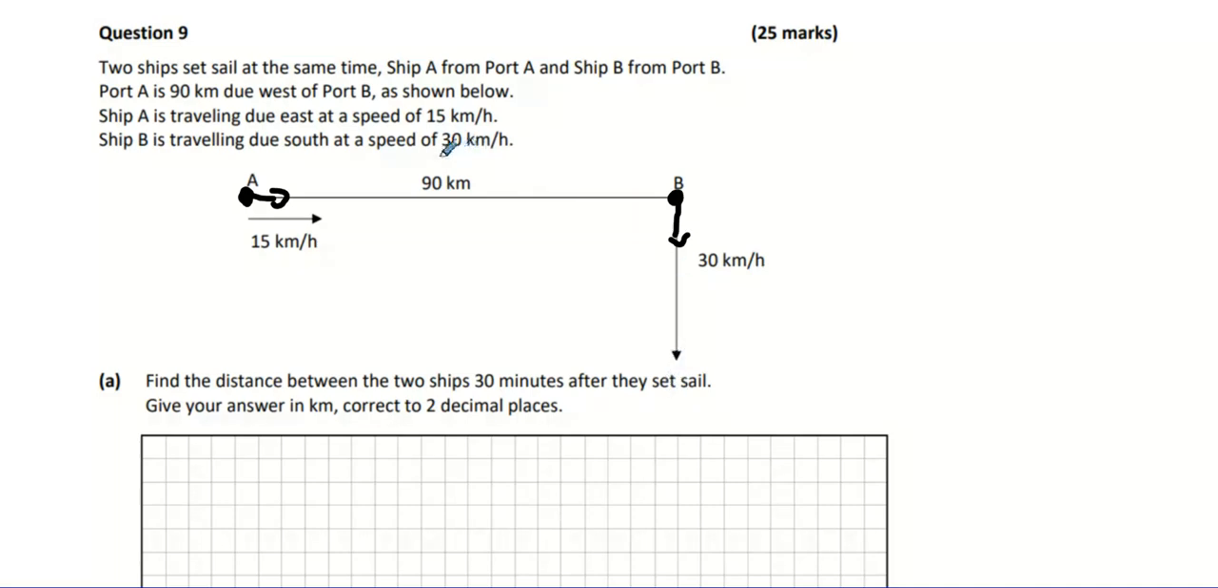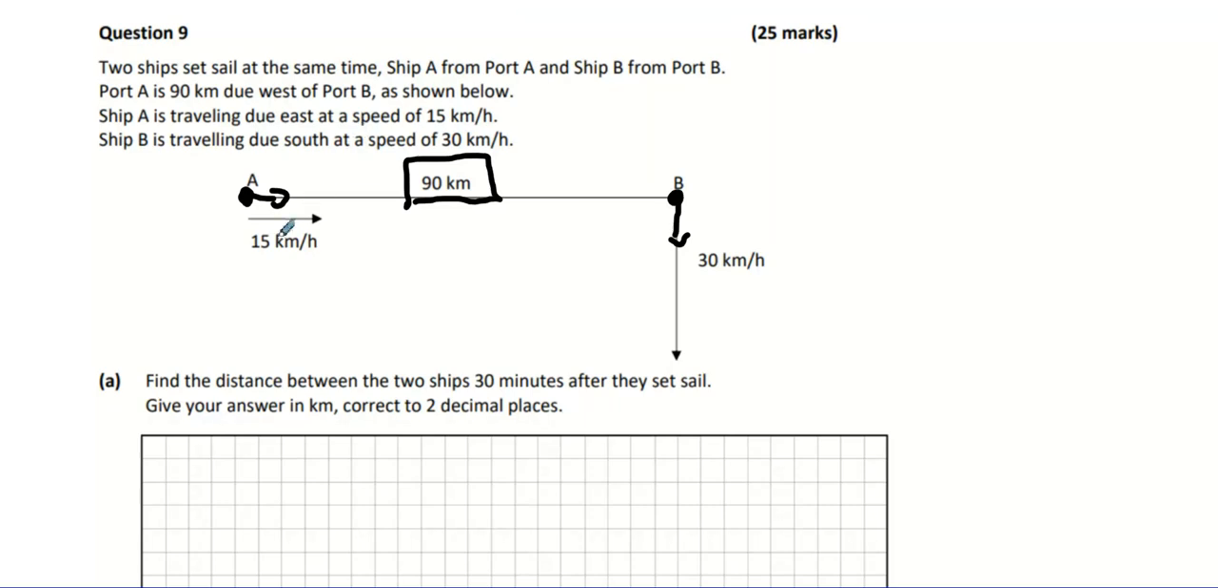Ship A is traveling east at 15 kilometers an hour, and ship B is traveling due south at 30 kilometers an hour. Find the distance between the two ships 30 minutes after they set sail. Give your answer in kilometers, correct to one decimal place. All right, the first thing I'm going to do is work on A. So it was originally 90 kilometers, okay?